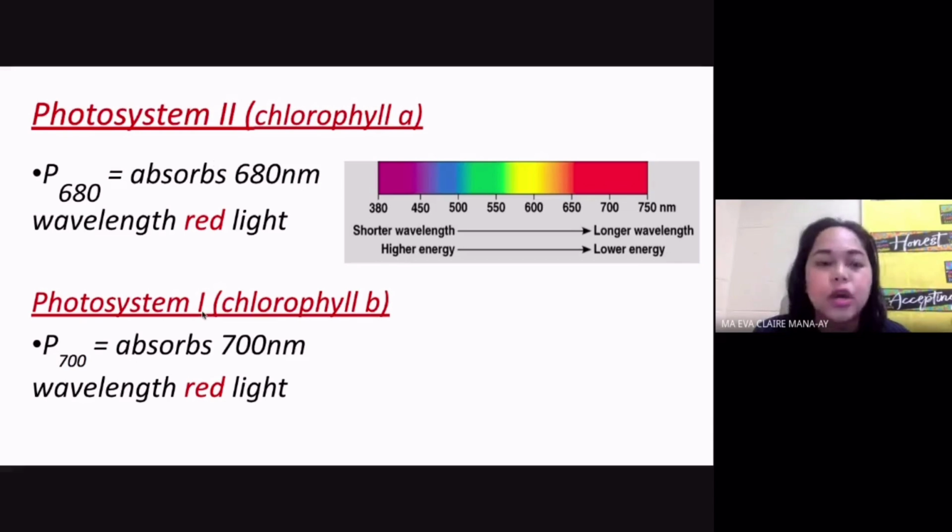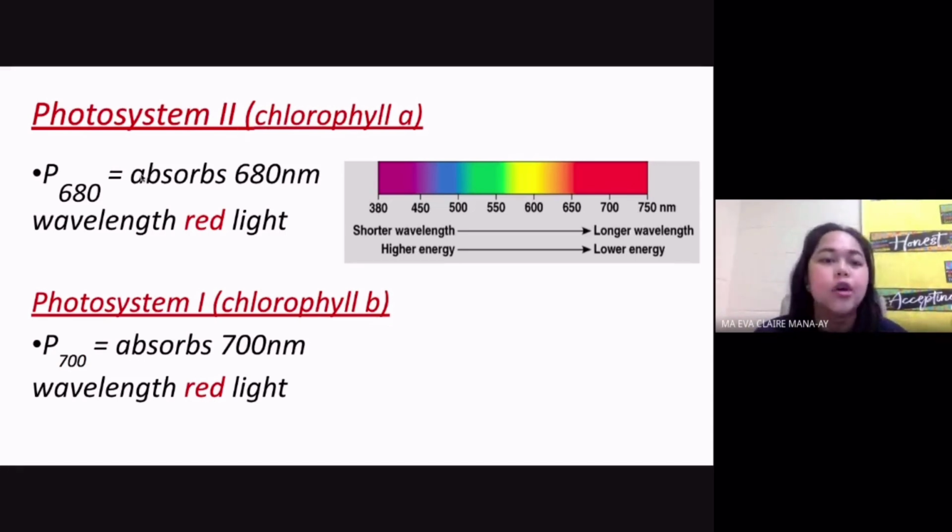Photosystem 2 and photosystem 1 are named as such because photosystem 1 was actually discovered first, okay? So this was named photosystem 1, and later on, other scientists discovered photosystem 2. But in the process of photosynthesis, it is photosystem 2 that actually starts gathering light, in the form of chlorophyll A.